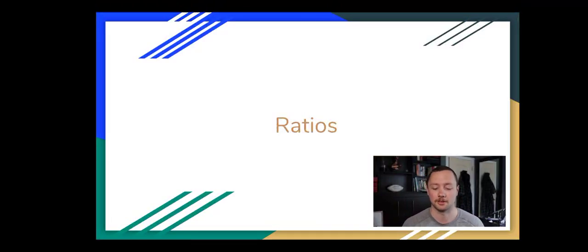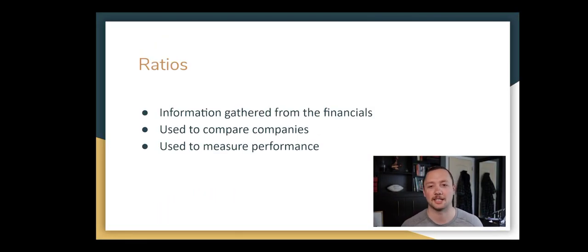Talking about ratios. Now, ratios are information gathered from the financial statements, the quarterly and the annual statements. Basically what we're doing is taking the numbers on there, dividing, multiplying, and combining them together to get a result that we can compare to previous quarters and to other companies. The reason we want to do this is so that we can analyze these companies and decide which ones we want to invest in and how we can measure the performance of that company over time.